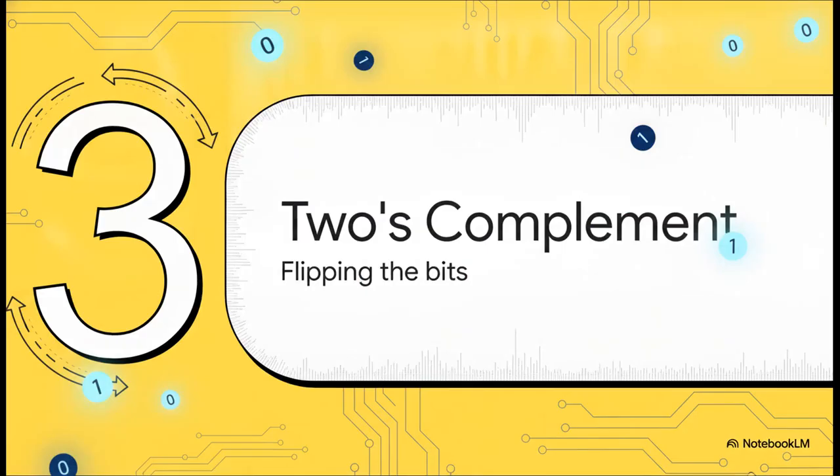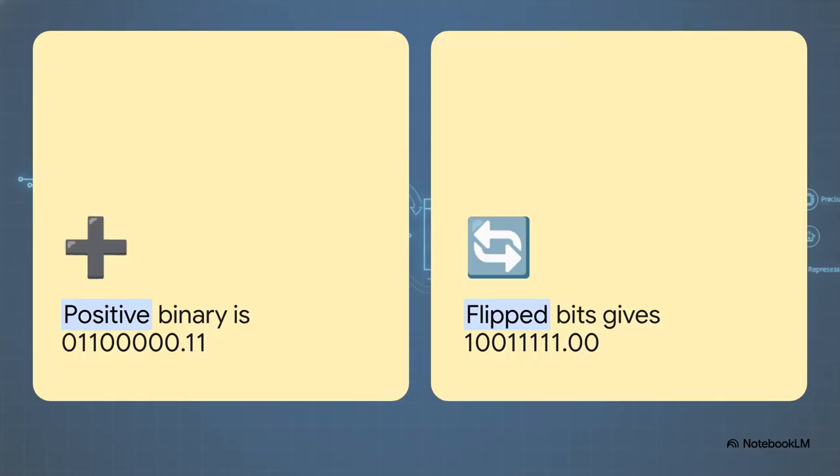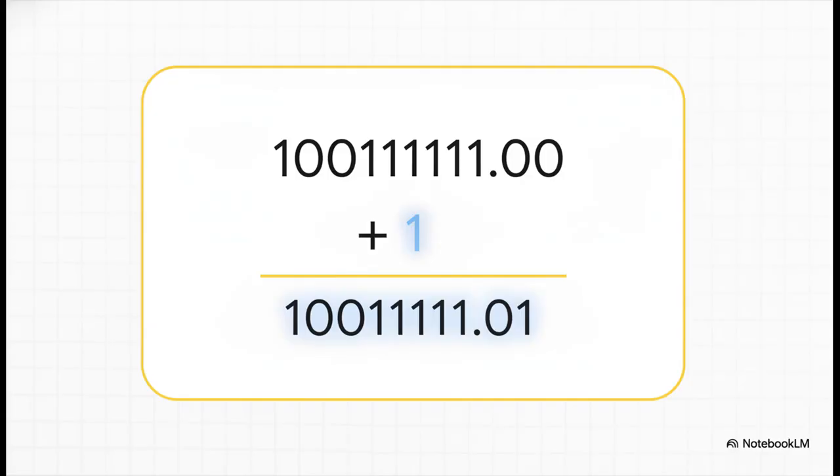Okay, moving on to step 3, applying 2's complement. Now that we have our positive binary sequence, we're going to use 2's complement to flip it over to a negative. The first step here is actually surprisingly simple. We just find the 1's complement by flipping literally every single bit. So zeros turn into 1's, and 1's turn into zeros. That transforms our positive binary into 1001111.00. But wait, we aren't quite done yet.